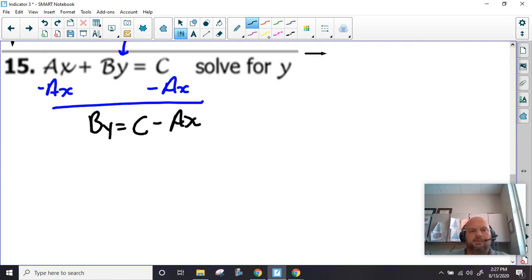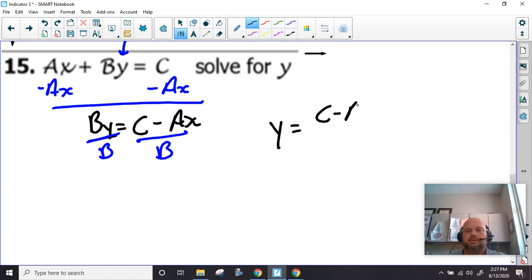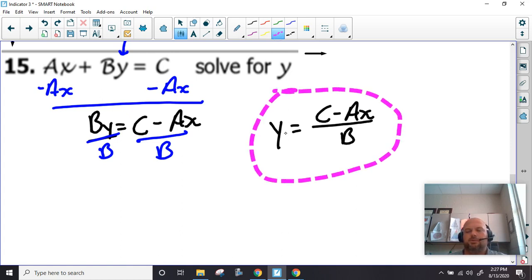Because I can't combine those, now I just got to divide by b. So y equals c minus ax over b. Calculations are right every time. Every time. There's no numbers. Now, what if we did actually put some numbers in it? Would that change anything? Nope.